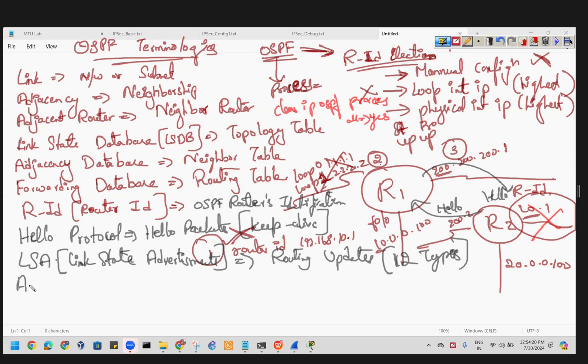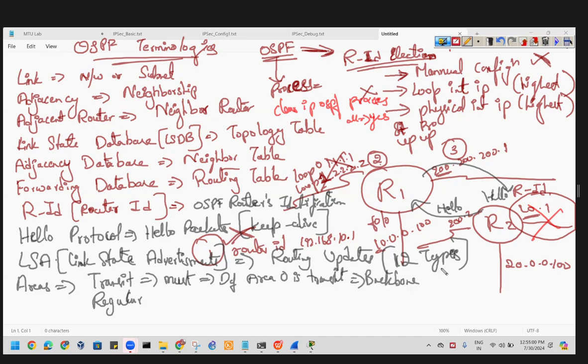Then areas. OSPF has different types of areas. Major are transit area and regular area. What is a transit area? This is a must area, meaning the first area that you create on OSPF is a transit area, and by default, area 0 is transit. It is also called the backbone area.